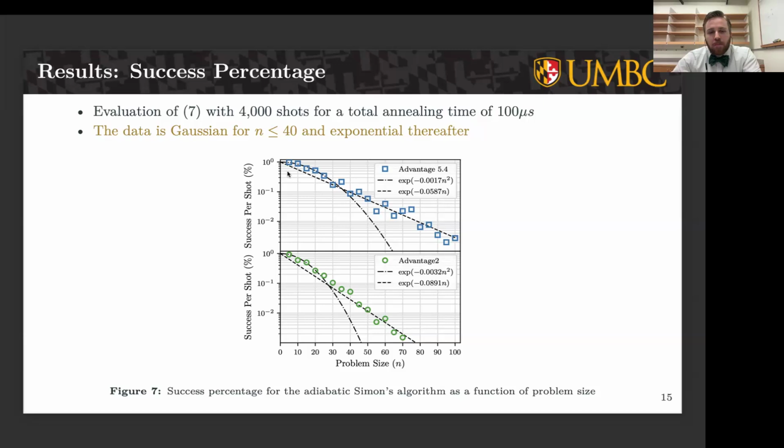So in the short term, the success rate decays as the Gaussian, and in the long term, it decays exponentially. So we see our success does go down as problem size goes up. So in the presence of noise, it becomes more difficult to sample from the ground state directly.